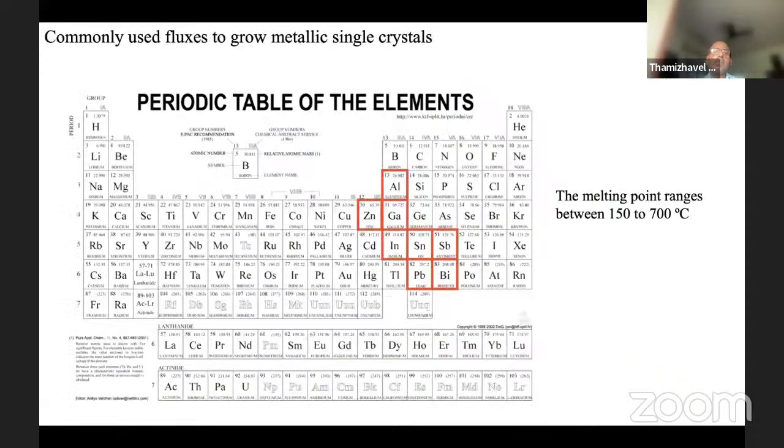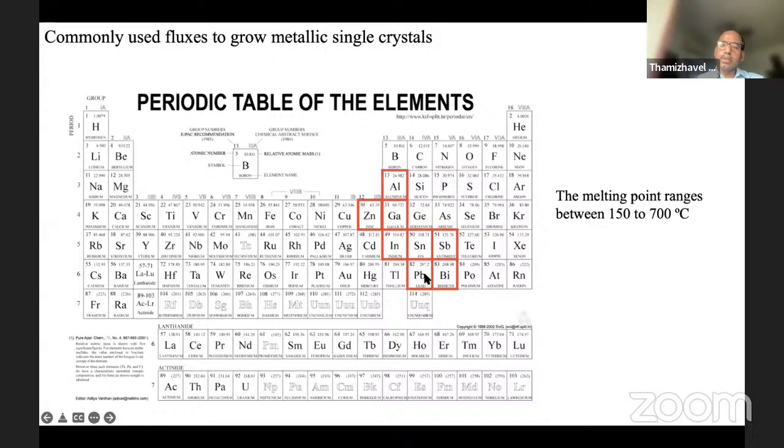So typically, when you're employing a flux growth method, one of the conditions for this flux is that the flux should have a very low melting point, so that we can easily remove the flux and isolate the single crystals after the growth. So typical fluxes that are used are lead, tin, bismuth, antimony, indium. These have low melting points in the temperature range between 150 to 700 degrees centigrade, and it is very easy to do the centrifuge at high temperatures if you are using any one of these materials.